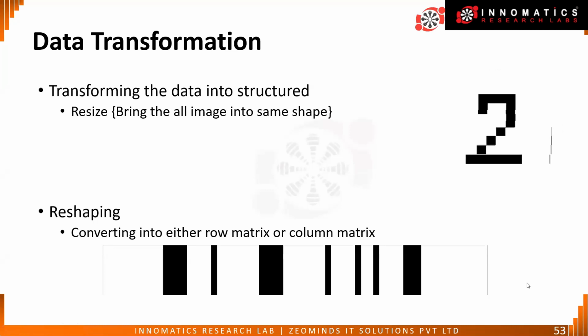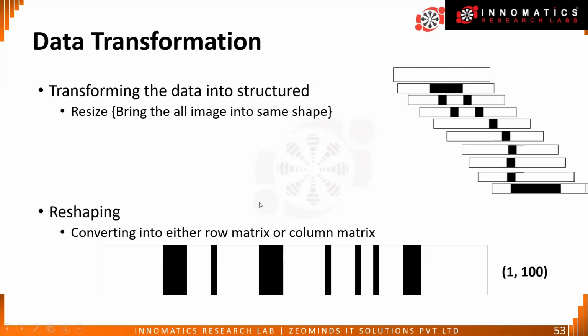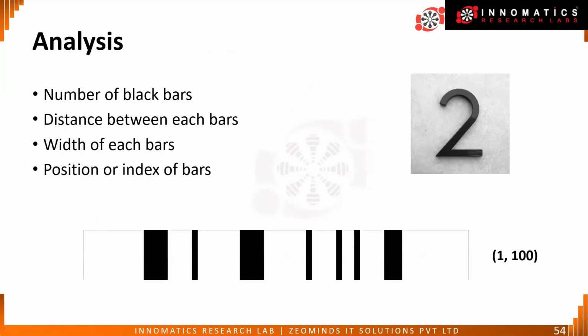This is how the barcodes are created. Maybe you can see barcodes in some places, like if you purchase any product, you can find the barcode. Everyone knows that a barcode is an image and consists of some numbers, some information. This is the barcode for number 2. It's a 1 by 100 row matrix, and this is how barcodes are basically created.